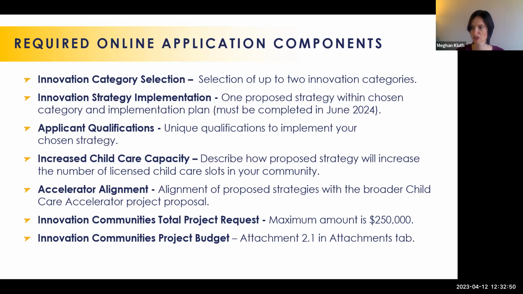How are those strategies going to increase the number of licensed childcare slots? How does this align with your broader Child Care Accelerator project proposal? And then your total project request dollar amount. And then in the attachments tab, on 2.1, you'll see a way to upload the separate project budget. So it's not super long, but it is its own category.